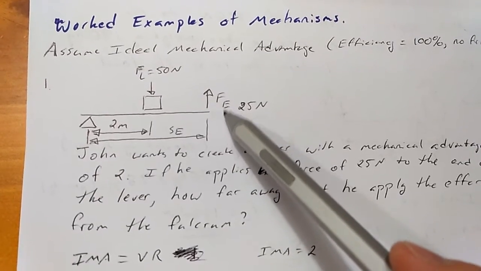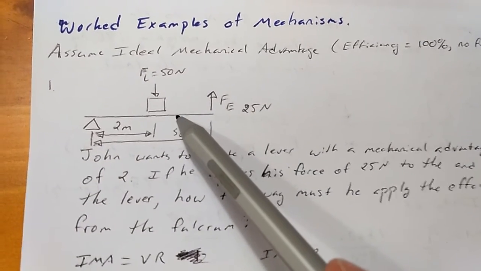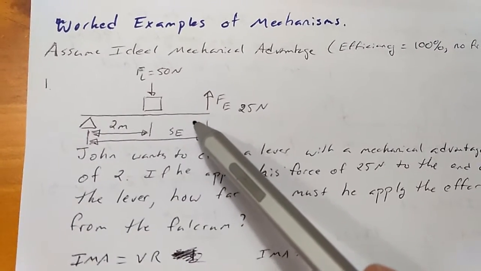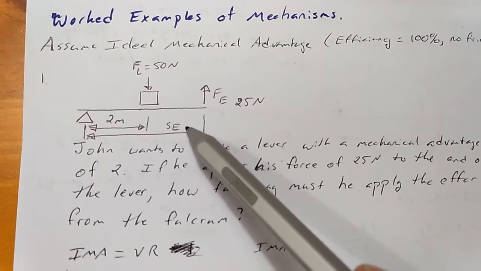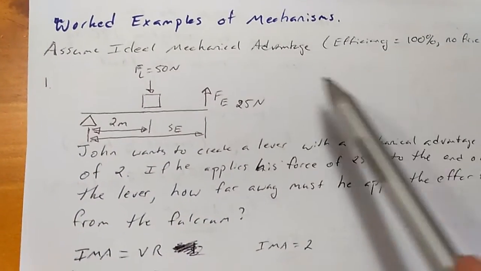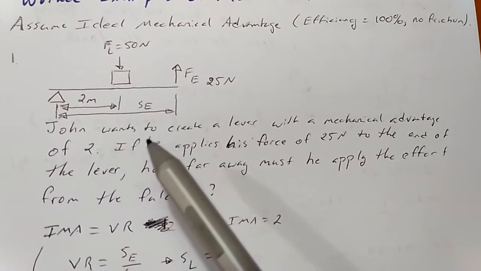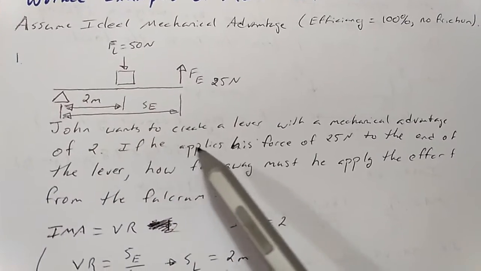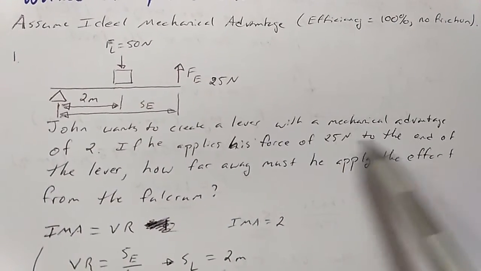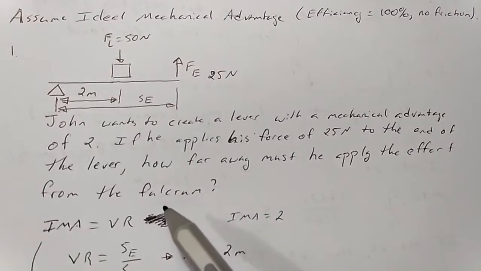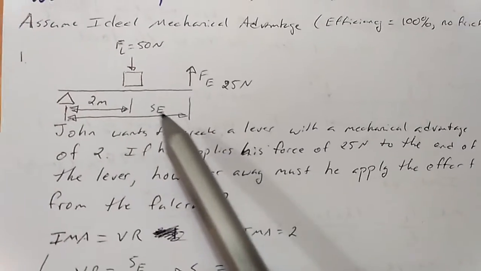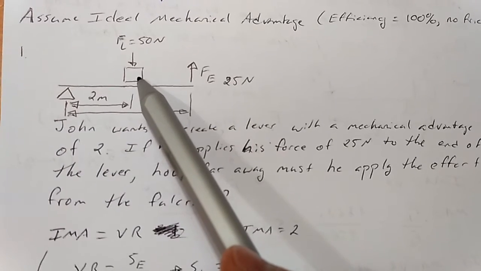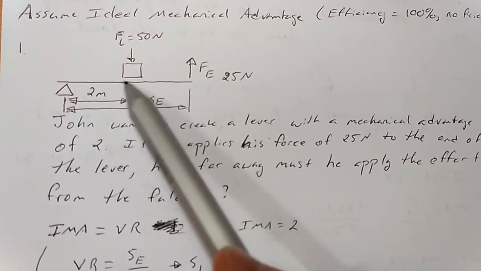Okay? So when you have ideal mechanical advantage, the ratio of your effort to the force that you're lifting, or the force of the load, should be the same as the ratio of the distance of the effort to the distance of the load. So in this example, John wants to create a lever with a mechanical advantage of 2. If he applies this force of 25 newtons to the end of the lever, how far must he apply the effort from the fulcrum? So here's a box, the load, and it is 50 newtons is the force, and the distance is 2 meters away.